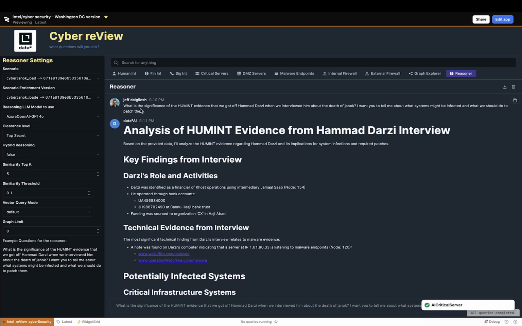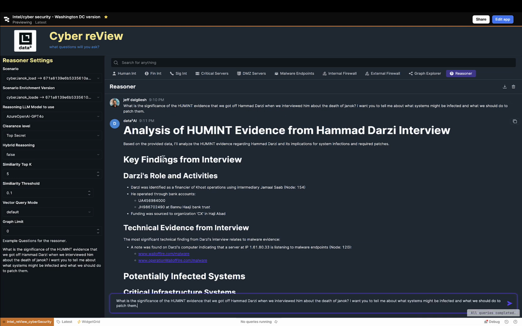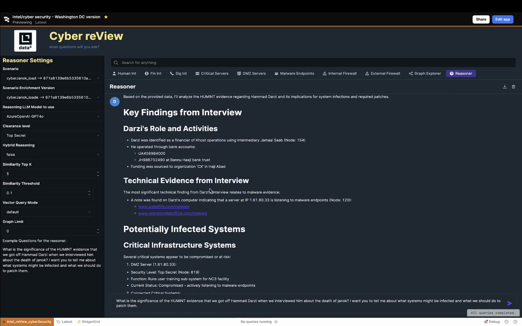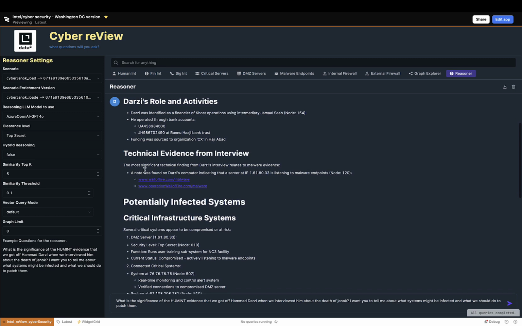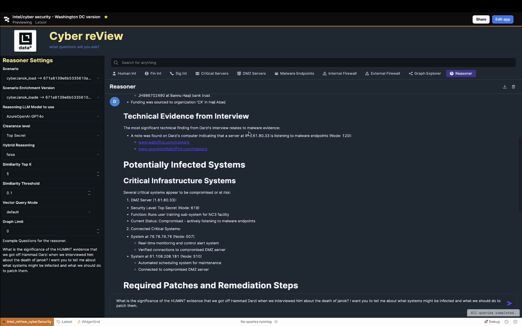So I just asked that question earlier: what is the significance of human intelligence? After asking, it comes back. It looks at Darzi. It identifies that he's a financer of covert operations. So it's able to recognize what bank accounts are connected to this individual in different pieces of intelligence in the graph. It does a technical evaluation from the interview. It looks at a note that was found, a note we know about already.